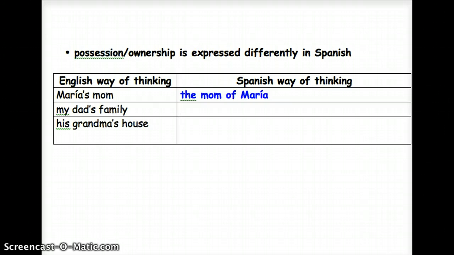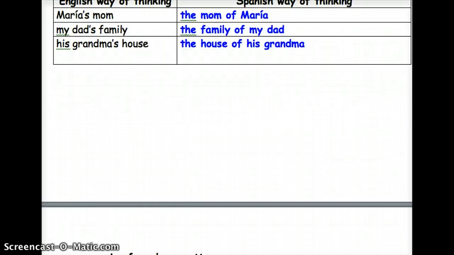My dad's family, the family of my dad. And his grandma's house, the house of his grandma. So now let's take a look and see how that would work exactly in Spanish.